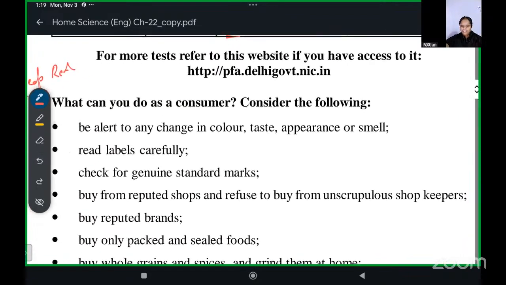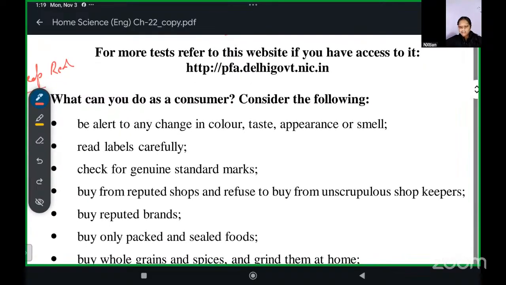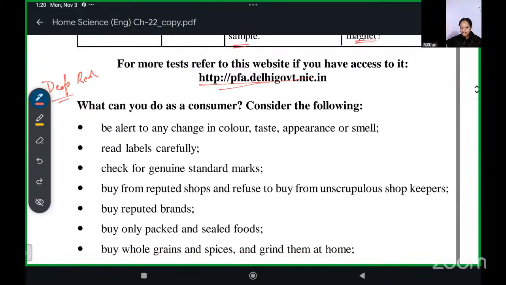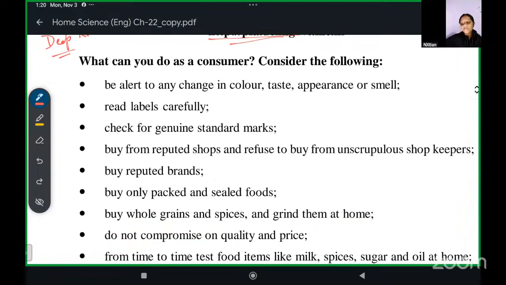For more tests, refer to this website. Website is there. Okay, you can check more tests and all. You can check it on YouTube, food adulteration tests. What can you do as a consumer?